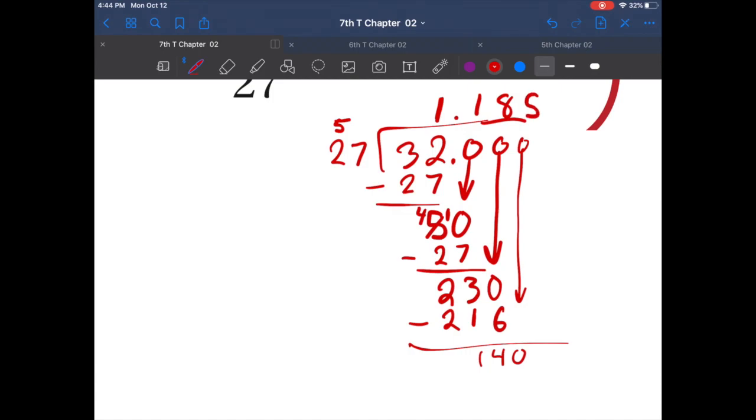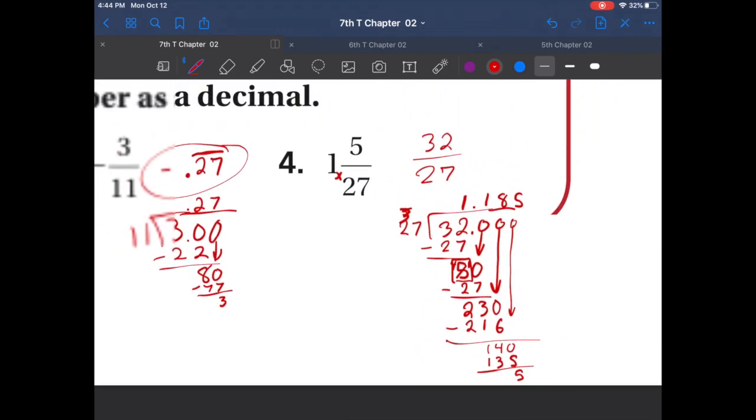So 5 times 27 should be pretty close. So let's see, 5 times 7 is 35. Carry the 3. 5 times 2 is 10 plus 3 is 13. There we go. And 140 minus, and it looks like it starts all over again. So right here is my 5 and it starts all over again.